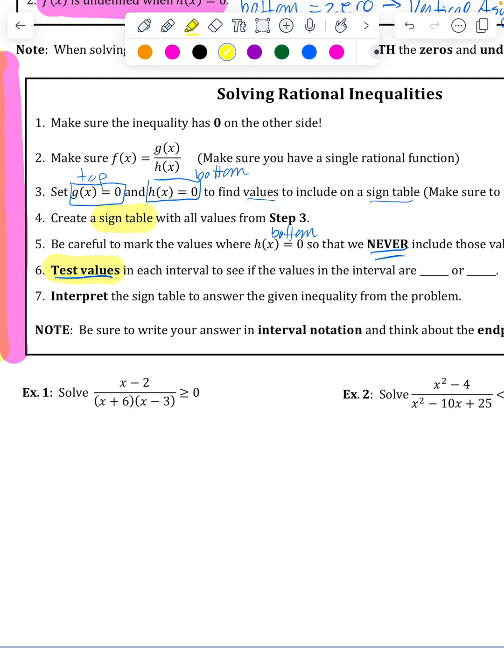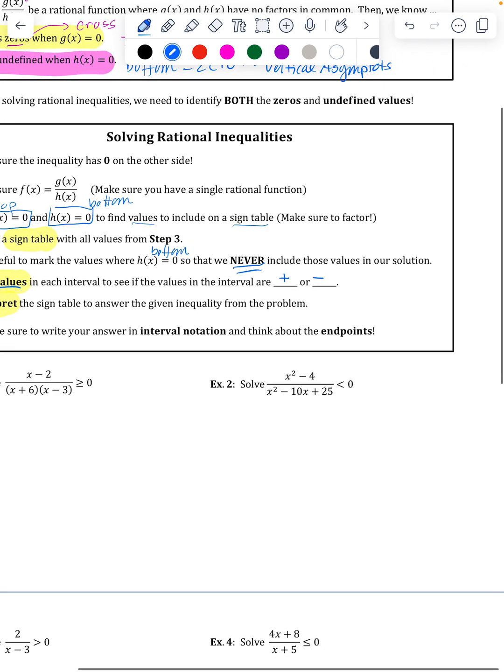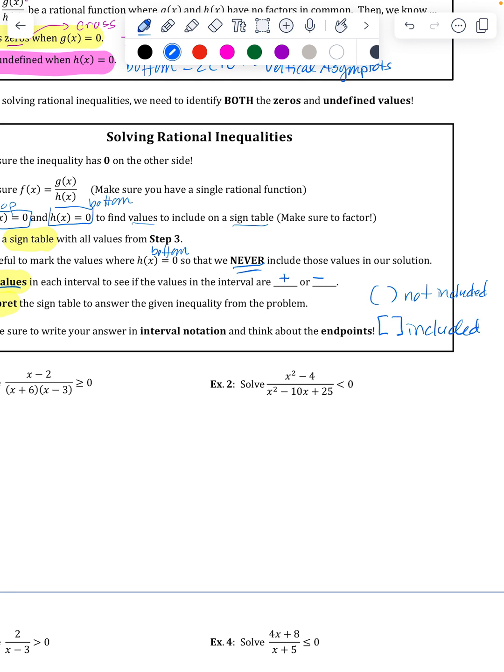And then we're going to interpret the sign table, which just means pick which parts of it match based on whether each region is positive or negative. And then it's asking us to use interval notation and think about endpoints. So keep in mind that this means not included. So that would be the appropriate thing around a vertical asymptote value. And then this is going to mean included. So we have to decide if it's or equal to something.